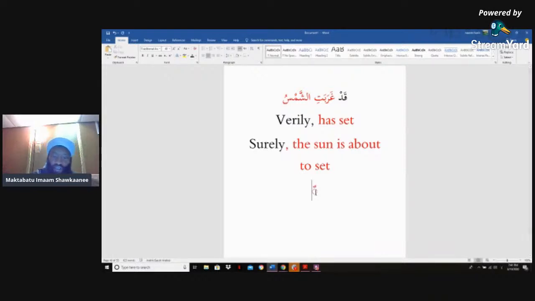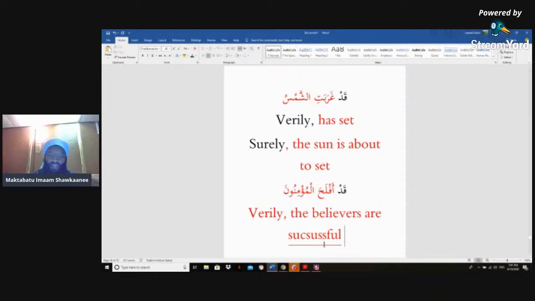Allah Ta'ala says: قد أفلح المؤمنون. Same qad. It comes a lot in the Quran, ya ikhwan. Now here, this qad is talking about the past: verily, surely, the believers are successful. It shows emphasis of the success of the believers in the past.